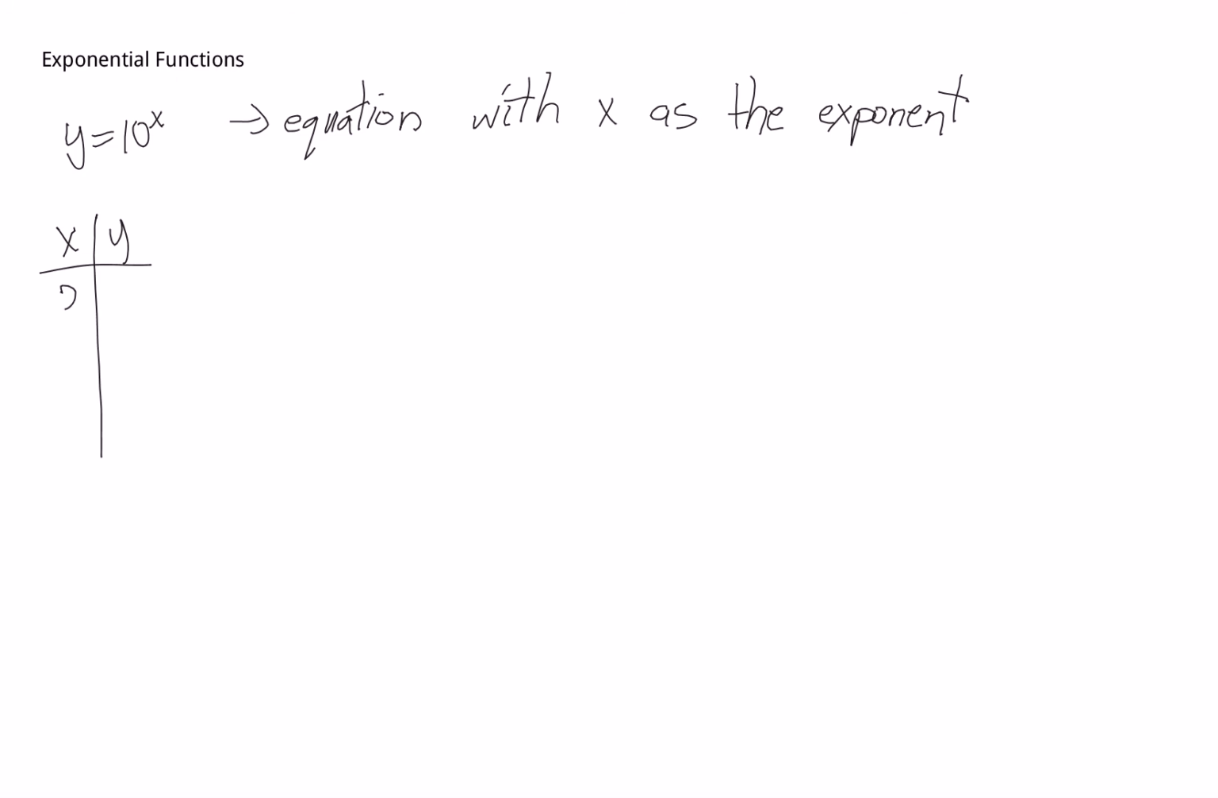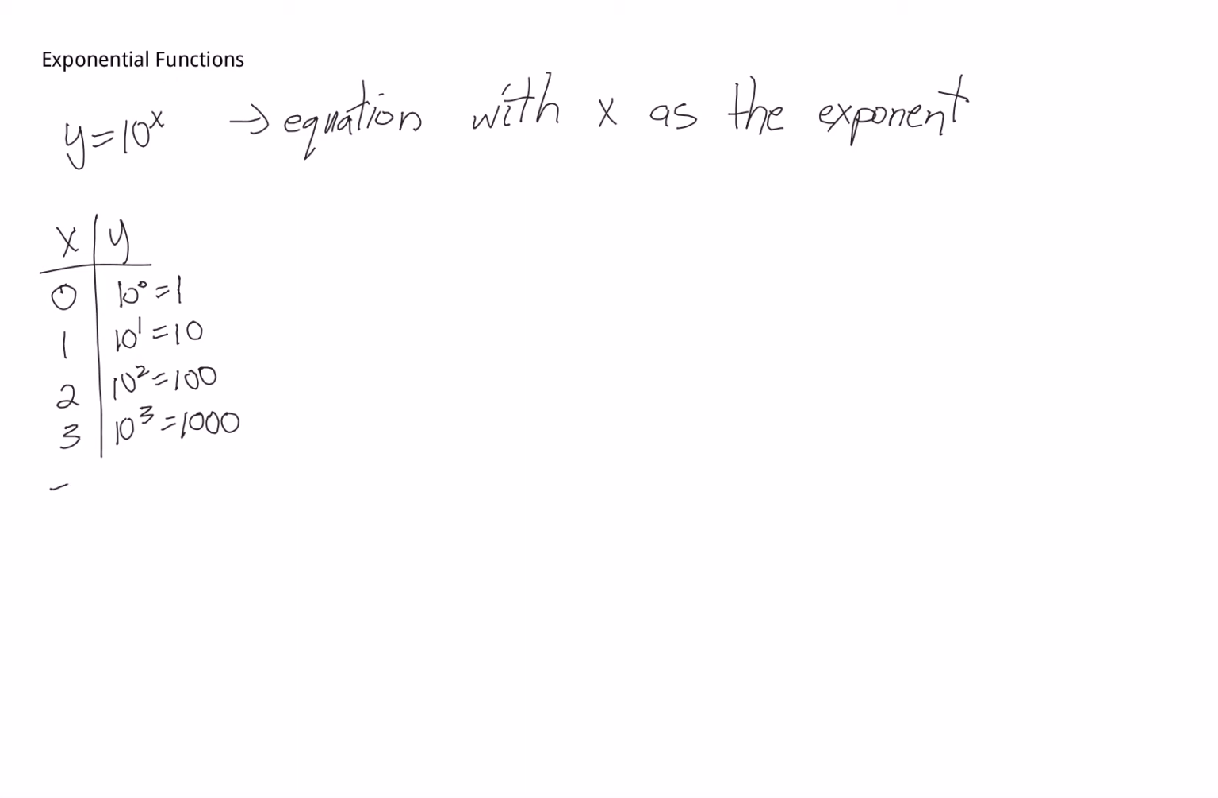So if we were to do, let's just do a simple little data table for this one. So if we plug in a 0, 10 to the 0 is 1, not 0. So 10 to the power of 0 is 1. If we plug a 1 in for x, 10 to the power of 1 would be 10. If we plug in a 2, 10 to the power of 2 is 100. So you can see we get bigger and bigger, faster and faster. If we put in a 3, we get 1,000. So you can see we're getting larger and larger and larger.